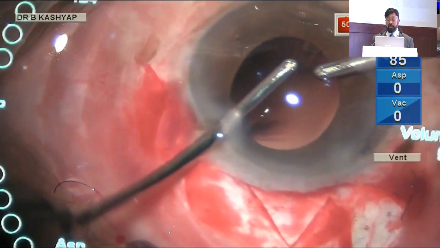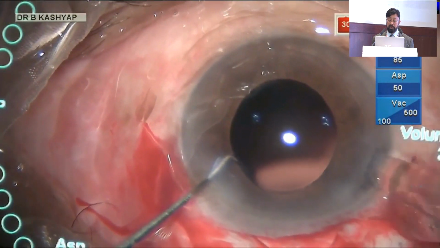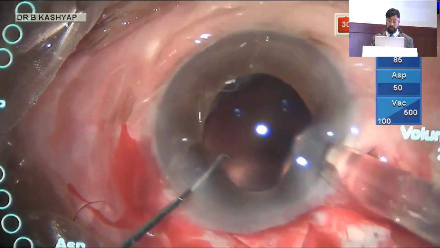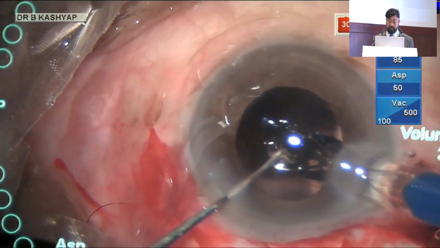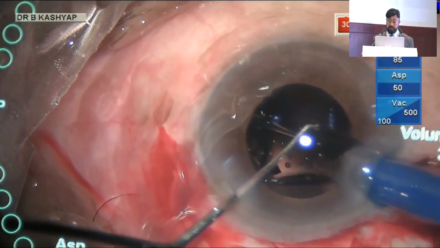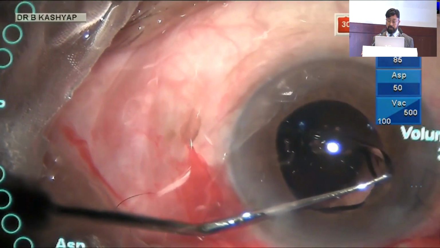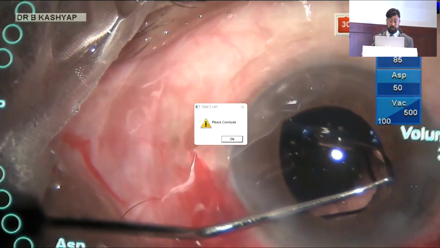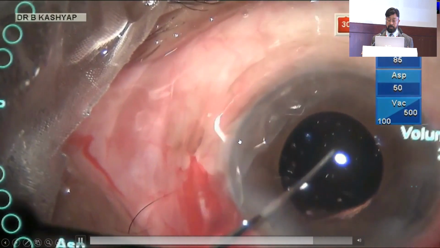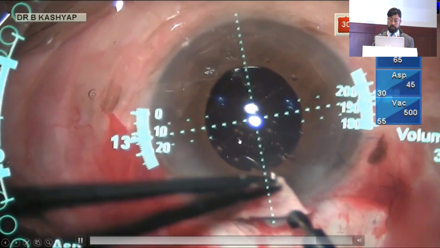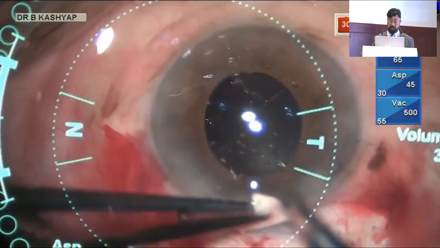The patient could not afford the premium IOL, so I put an economical toric IOL because I knew that he would feel better. He will have much better vision rehabilitation with this. And it was aligned with the help of the image-guided system. And then the rest of the trabeculectomy.